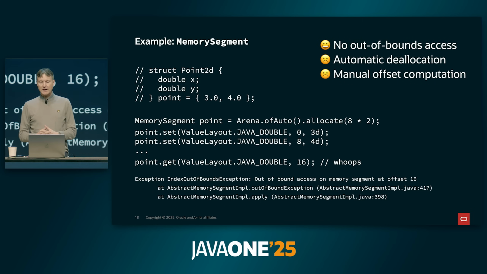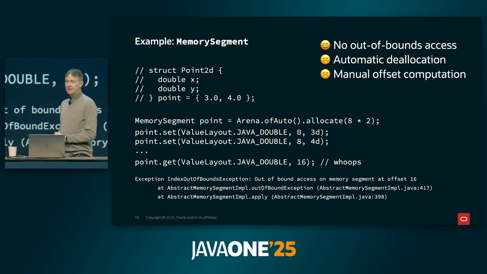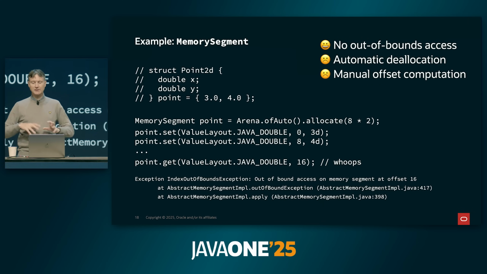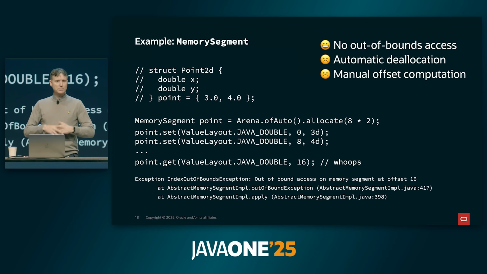Okay, so we have no out-of-bounds access. We have automatic deallocation, which is not good. We wanted to have deterministic deallocation, and we are doing all this kind of manual offset computation, which is not very good, but we are going to fix that.